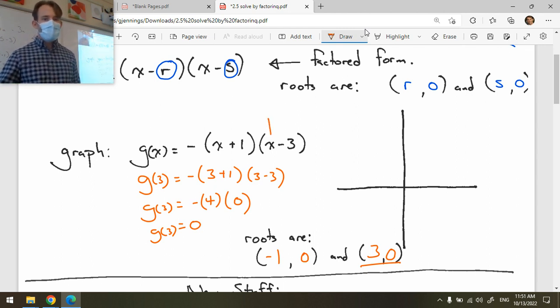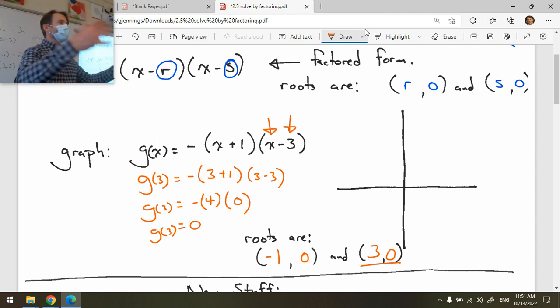Notice that it's just the flipped sign of whatever is in the bracket with x, because the flipped sign is going to add together to be 0. And then you've got a situation where one of your multiplication factors is 0. Anything multiplied by 0 is 0.